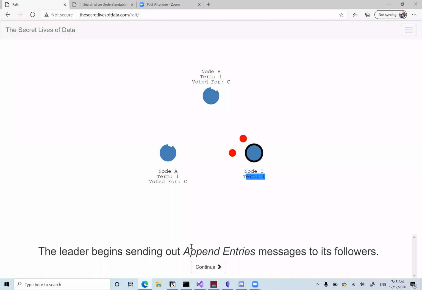And once it becomes leader, all the communication will happen through the leader, and it will send append entry messages to its followers, right? This is what we have discussed. These messages are sent in intervals specified by the heartbeat timeout.